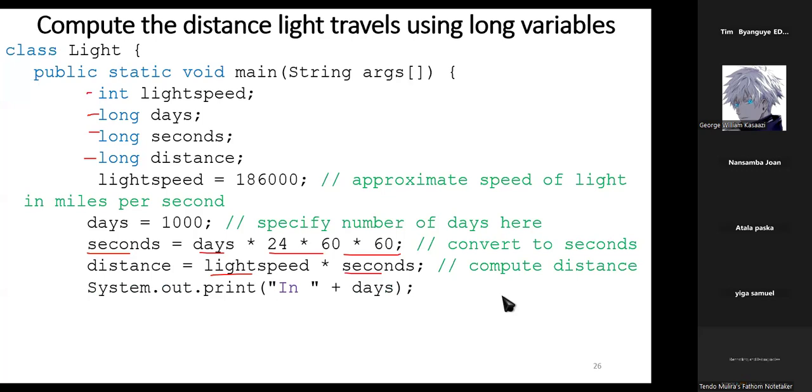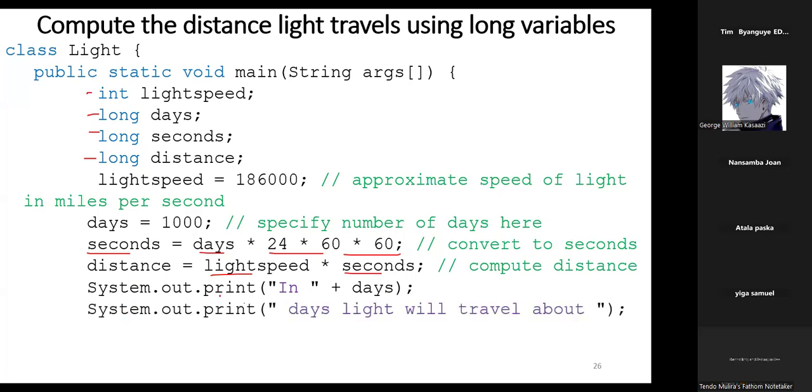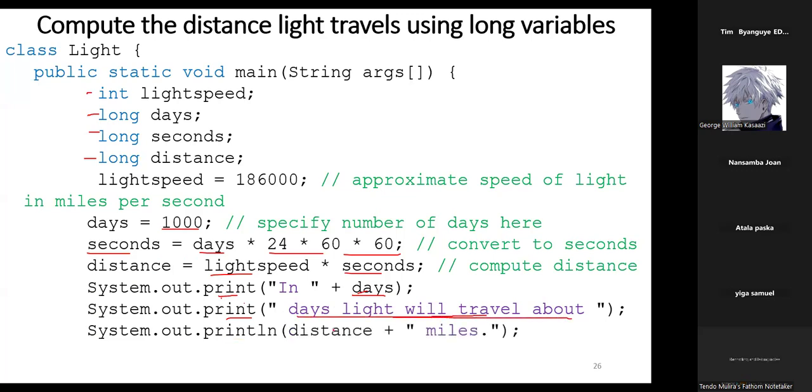So we will go ahead and print out the message, but also pay attention to the printing. We're using print here, meaning the output will be on the same line. So in, we put the days, whatever calculation will have come here. So 1,000. So in 1,000 days, light will travel about that much distance. Okay.